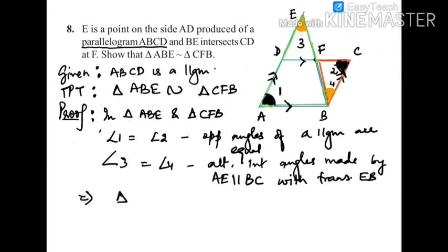So this implies triangle ABE. The order is already given in the question. You just have to copy it down. Triangle ABE is similar to triangle CFB by angle angle.